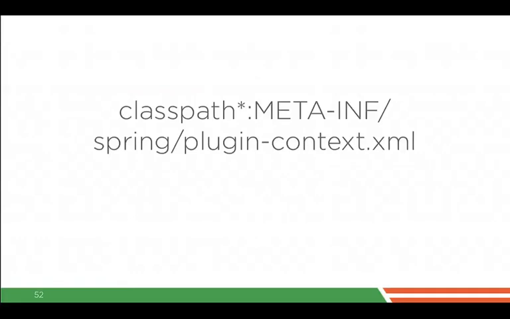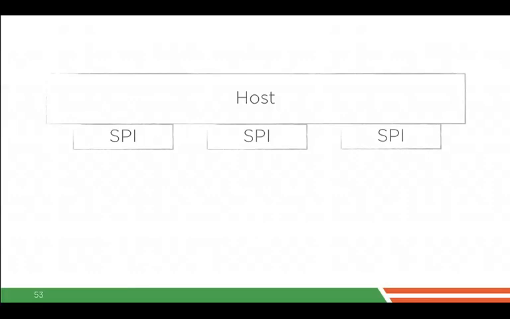Some of you might have stumbled over the classpath* kind of protocol handler in Spring, which allows you to essentially find all the files that are at a given location in your classpath. So we agreed on META-INF/spring, the usual location, and then plugin-context.xml, and by an import statement using this as target inside the host plugin, we could dynamically see the configuration files that the plugins provided, and get Spring beans collected as well, right?